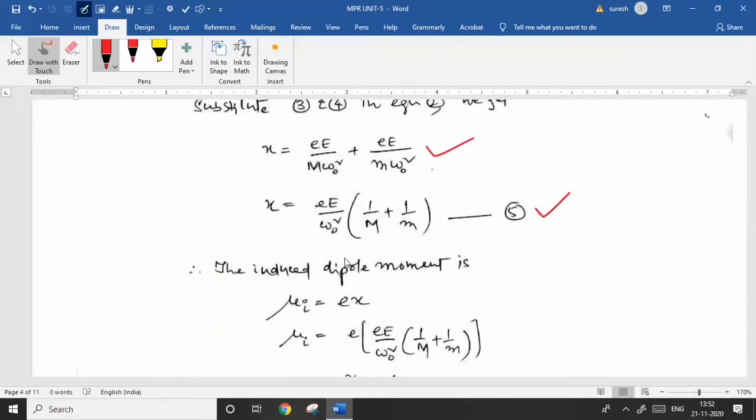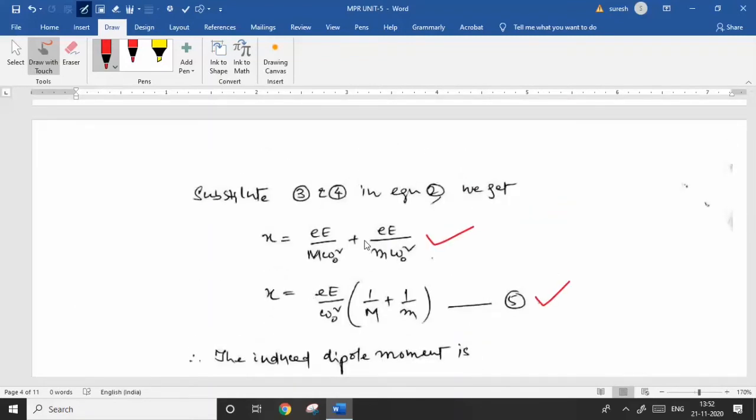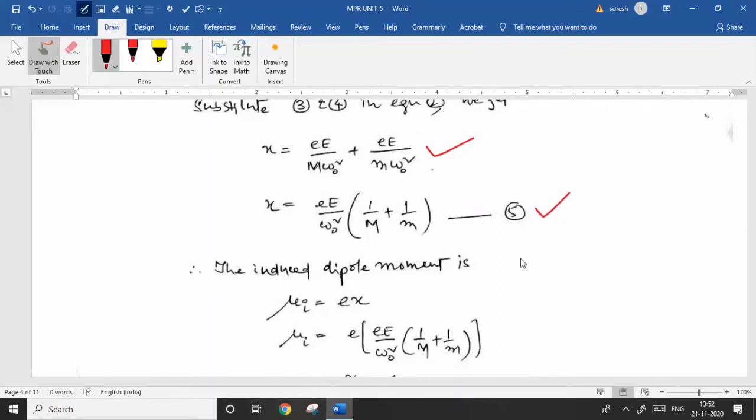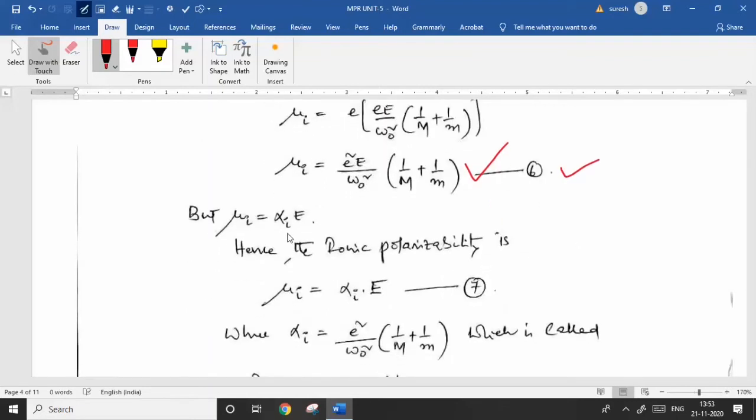The induced dipole moment is mu I is equal to ex. As I already told you, take the value of x from equation 5 and substitute in place of x. I get mu I is equal to e into eE by omega naught square into 1 by capital M plus 1 by small m. Multiplying small e with the inside part, I get the final expression: mu I is equal to e square E by omega naught square into 1 by capital M plus 1 by small m. I can call it equation 6.